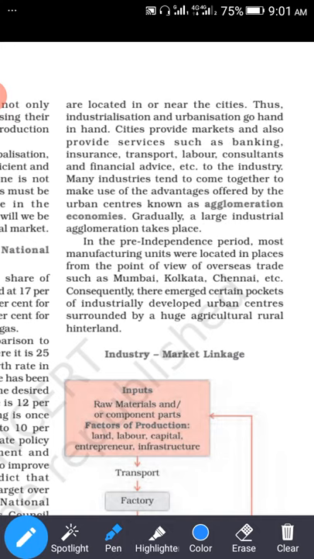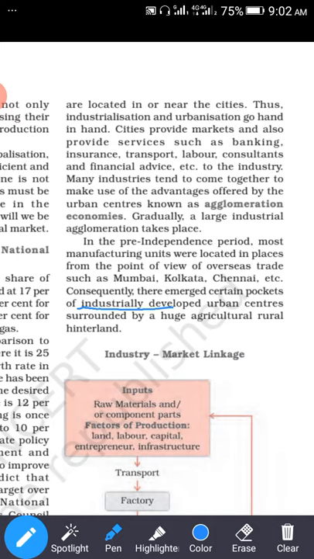In the pre-independence period, the manufacturing units were located from the point of view of overseas trade, in places like Mumbai, Kolkata or Chennai, and due to trade they developed. Then they were immersed in certain pockets of the industrially developed urban center. At this time, more people migrated from different places. Earlier they were working in the industry, and they migrated because of the shutdown.